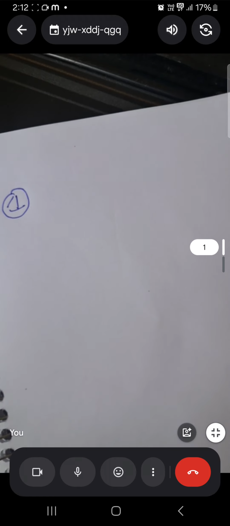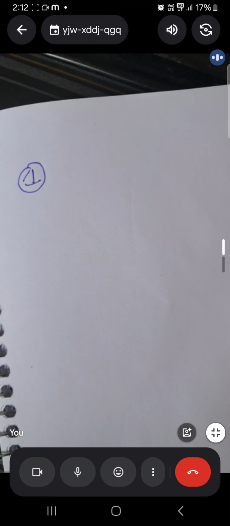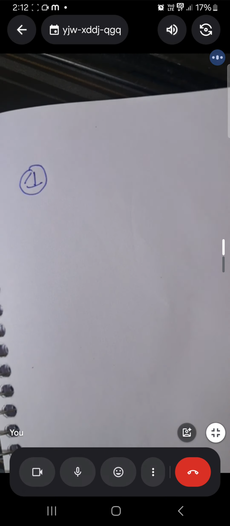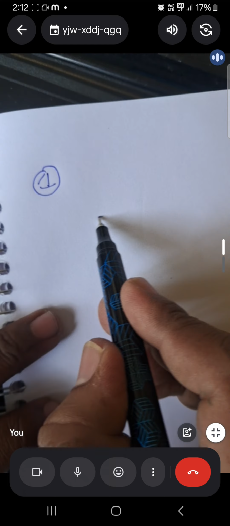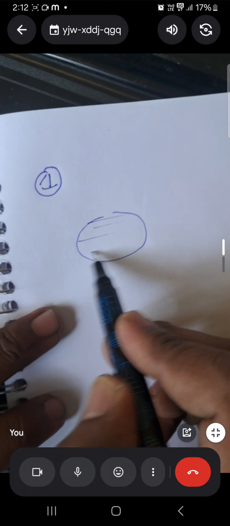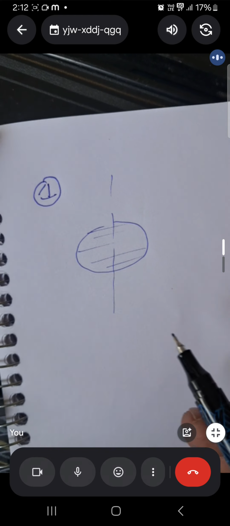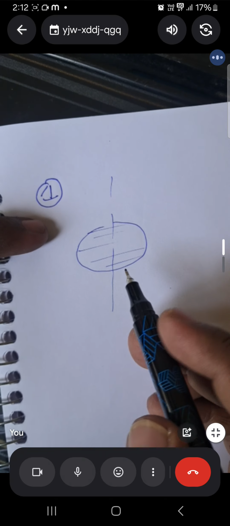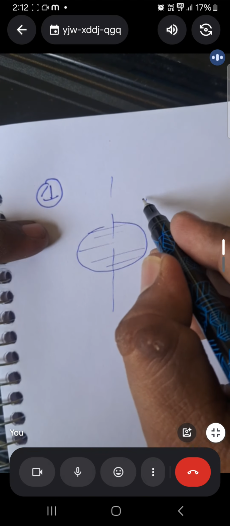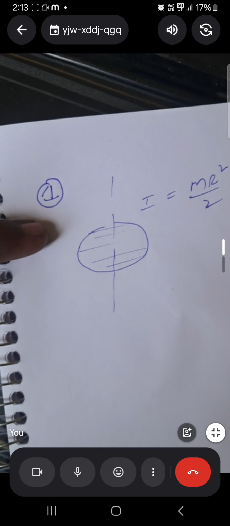Okay, let's start the first question. In the first question, first of all there is a disk. What is the formula for the moment of inertia? The axis passes through the center of the disk and perpendicular to the plane. That means the moment of inertia of this disk is I equal to m r square by 2. Very good.